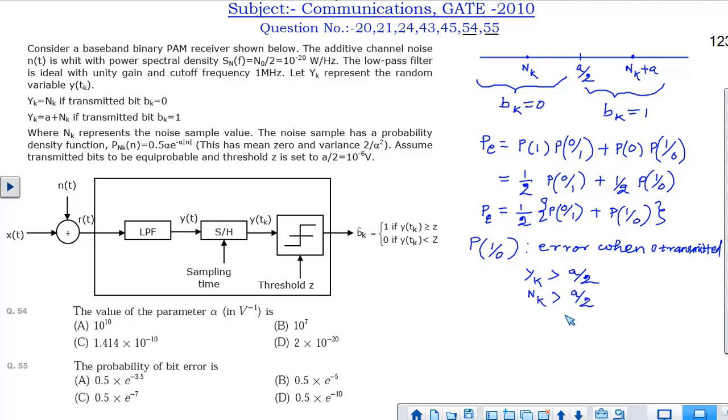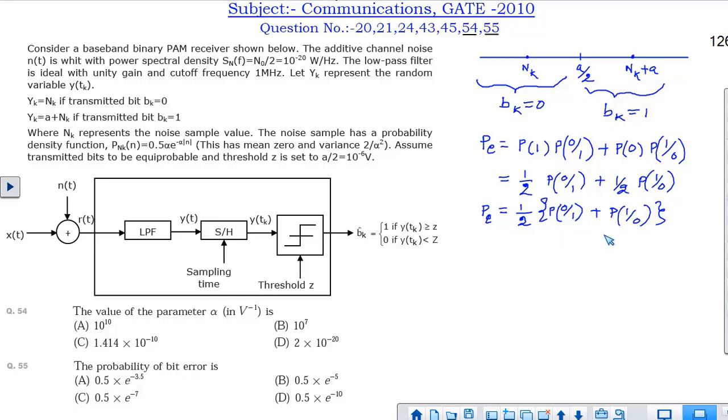So nk is greater than a by 2. Again we will integrate that probability density function for positive value of n. For positive value of n, simply minus alpha n will be there in the exponential part. So the probability of 1 by 0 will be equal to the integration from a by 2 to infinity, because nk is greater than a by 2, of the probability density function with respect to dn. If we integrate this, we will get the value 0.5 e to the power minus 10. We have also got the same value for this conditional probability.